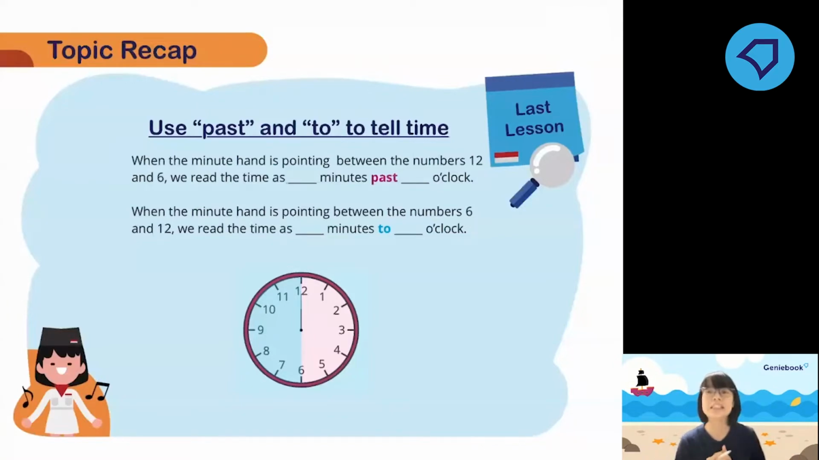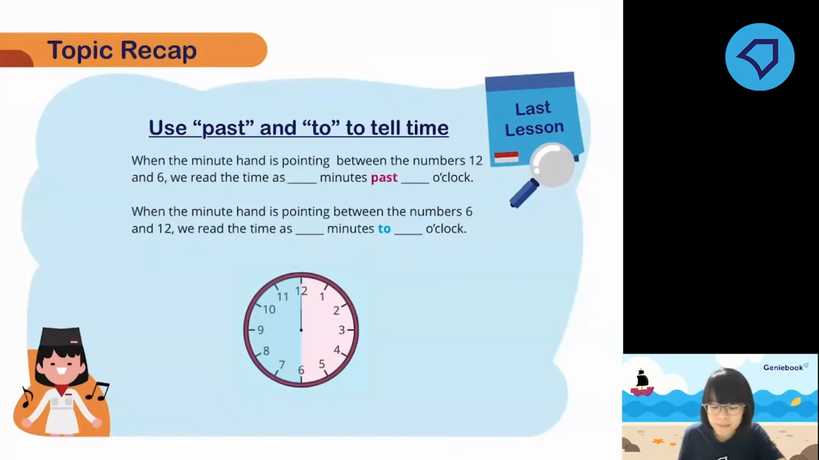Yes, so you need to be able to tell the time using the word past and to. Last week, one of you actually asked me, is there an easier way to remember? What I need you to do is to pretend that there's a mirror reflection. If the minute hand is pointing to the number 1, it is 5 minutes past 11 o'clock. If the minute hand is pointing to the number 11, it is 5 minutes to 11 o'clock. So it's actually mirror image of each other.